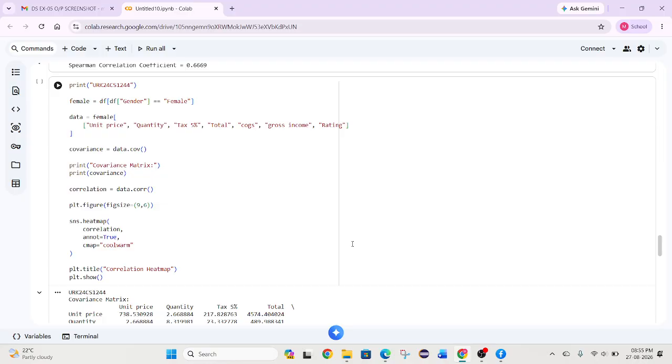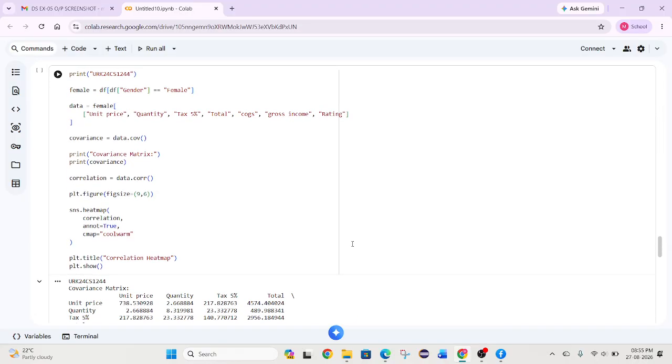Next, the ninth question is about covariance, correlation, and heat map visualizations. Here we analyze several numerical variables from the supermarket dataset. First, covariance tells us how two variables change together. If both variables generally increase together, then the covariance is positive. If one decreases and the other increases, then the covariance can be negative.